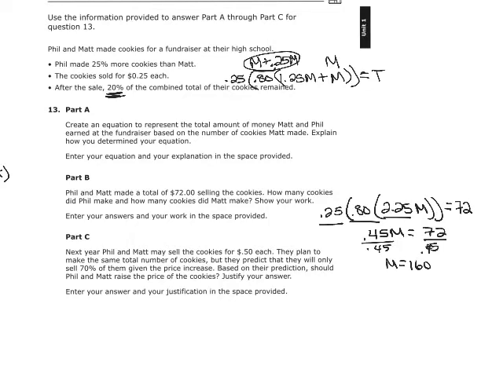Therefore, you stick that back in and multiply that times 1.25. And you find that Phil made 200.